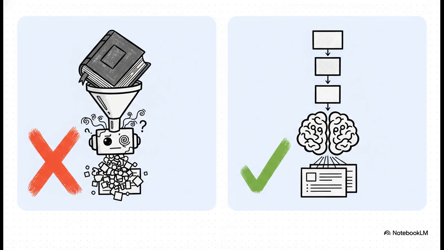The wrong way, which, let's be honest, is what we all try first, is just dumping your entire book or manuscript into an AI and saying, make me a presentation. The result? It's usually a generic, kind of inaccurate mess. The right way is to be way more strategic about it.